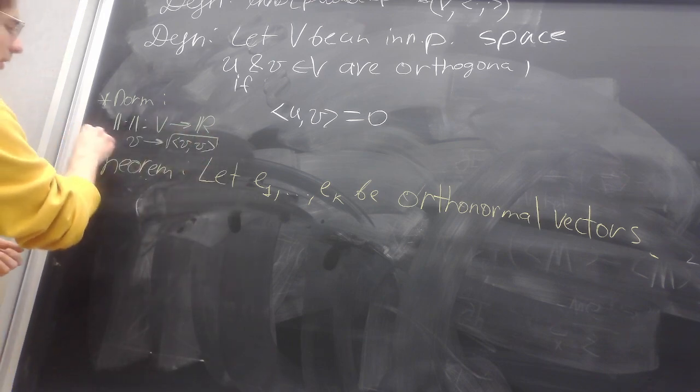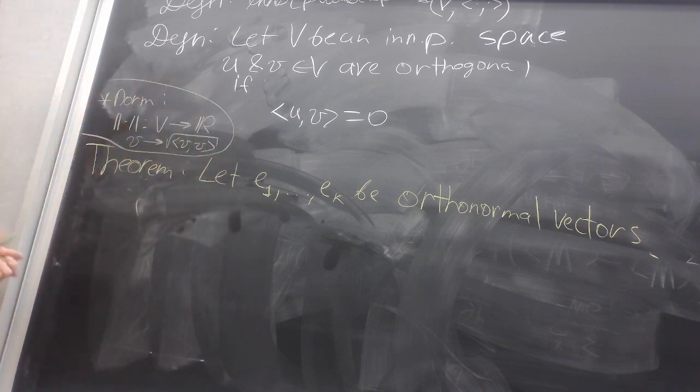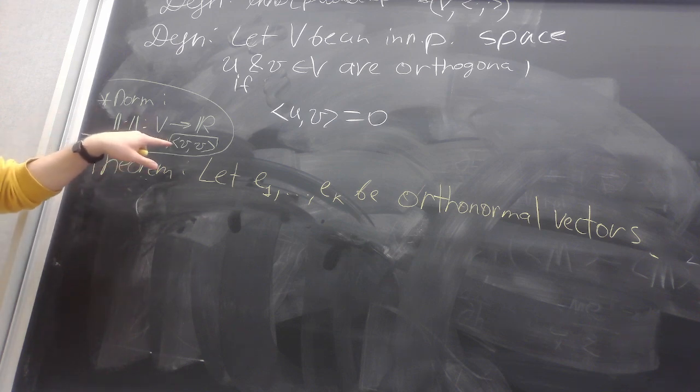Yes, so this is something that people hopefully remember. This is how we define a norm on our vector space. If it has an inner product, then you can define the concept of a length of a vector. Right? Length of a vector is given by v being sent to the square root of the inner product of v with v.